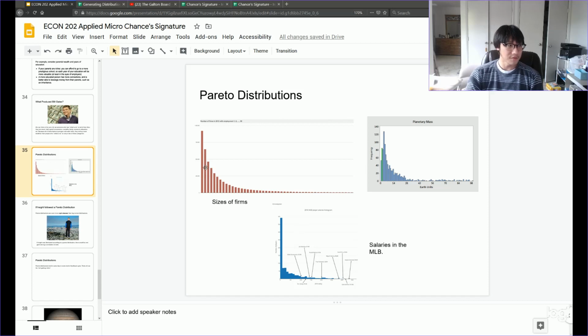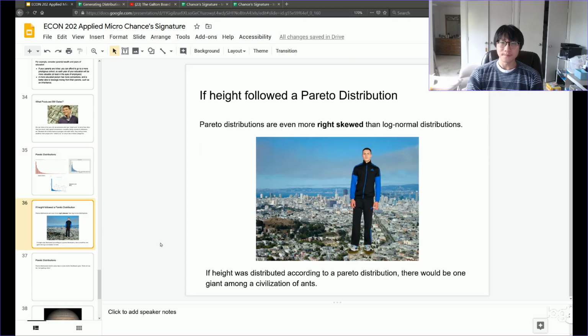So the size of firms is distributed according to a Pareto distribution. The mass of planets is distributed according to a Pareto distribution. And then here are some salaries in Major League Baseball. These are also Pareto distributed. So, to give you an idea of what this distribution is like.